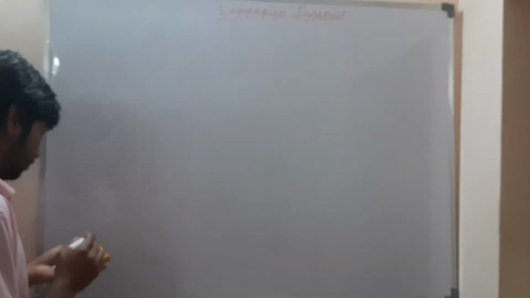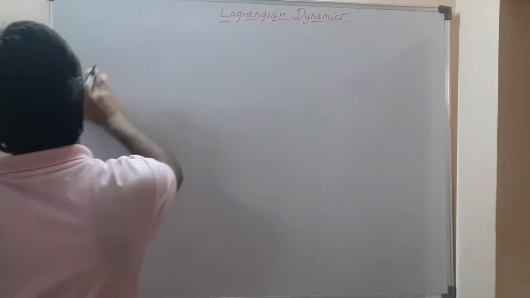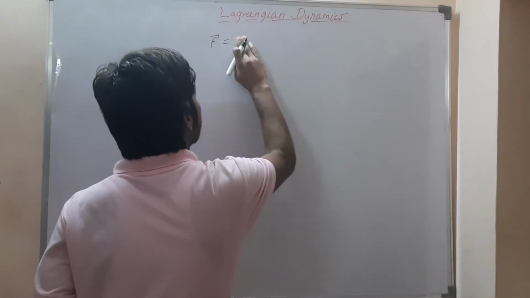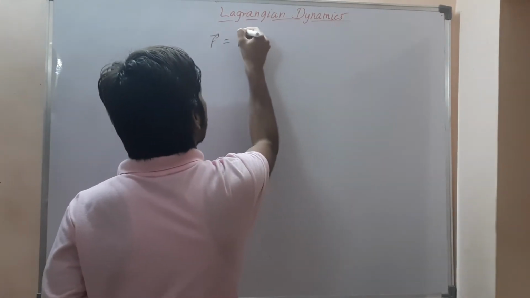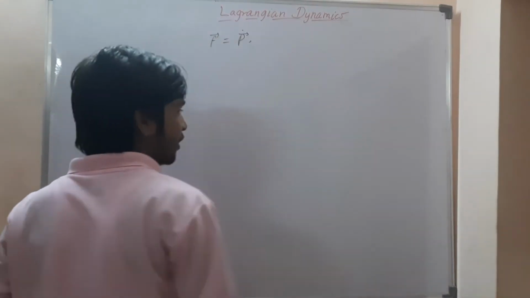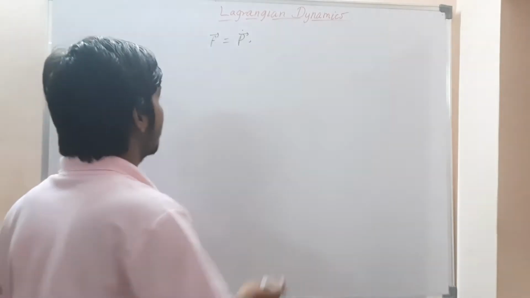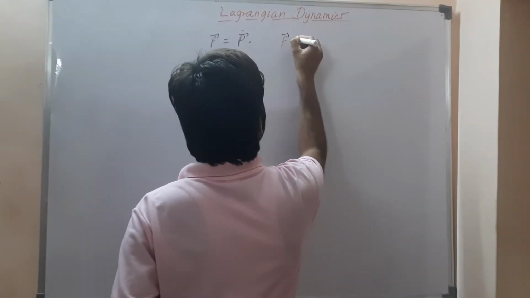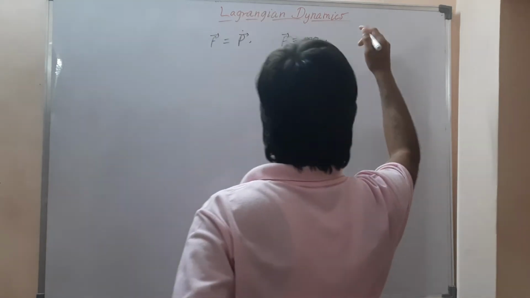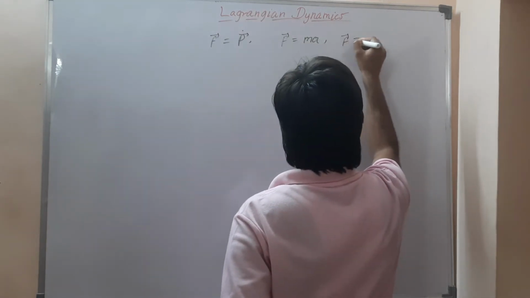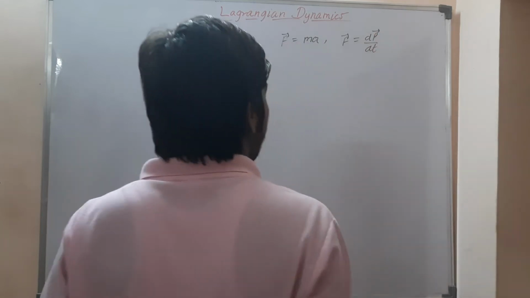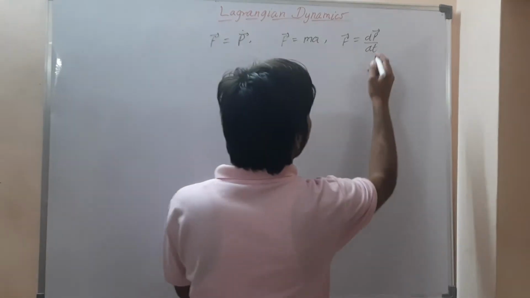In Newtonian mechanics, I think you know one formula. What is that? We can write F is equal to P dot vector. If you don't know, it is easy. You know the second law of motion, F is equal to ma. And if I want to write it another way, I can write F is equal to dP by dt, vector.